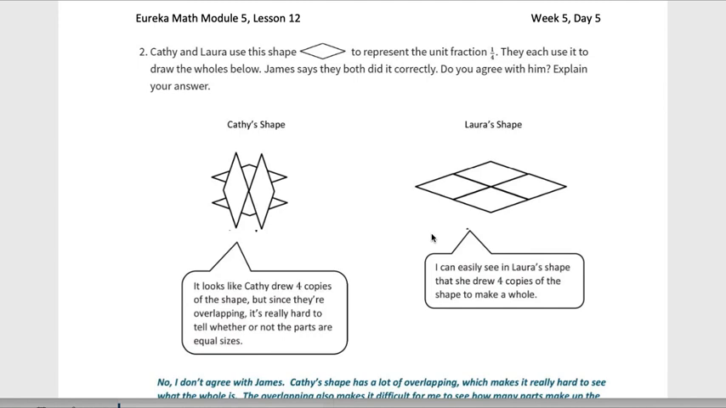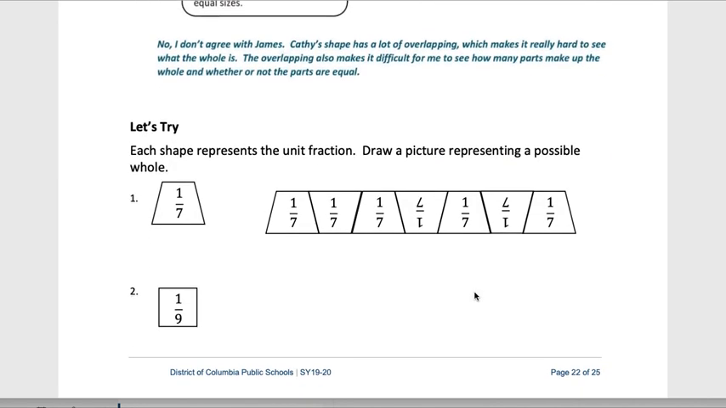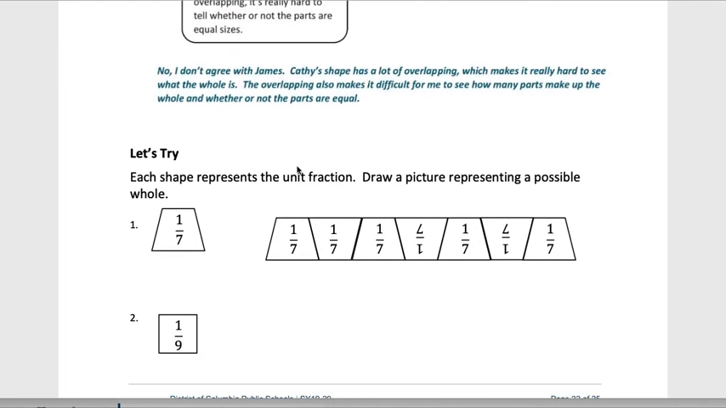If you said Laura, you are correct. So you can see Laura's shape does not have any gaps or overlaps. Kathy's shape, on the other hand, she overlapped a lot of her diamonds. So I can easily see in Laura's shape that she drew 4 copies of the shape to make a whole. You then need to explain that we don't agree with James.